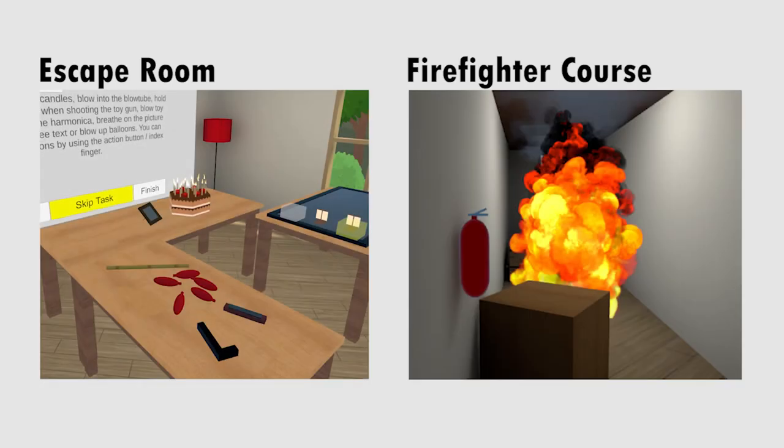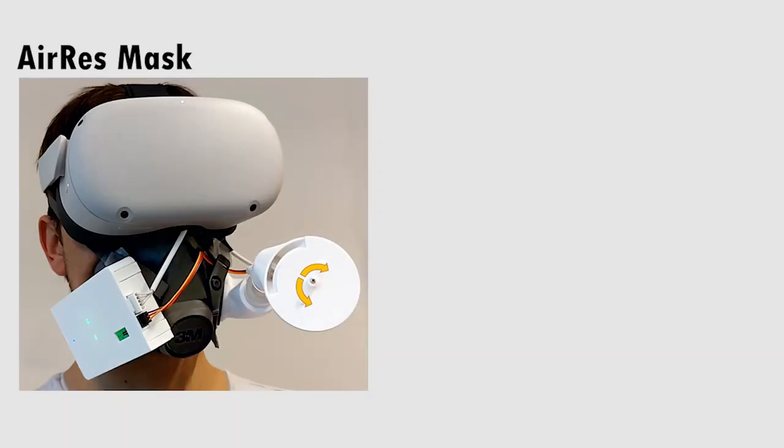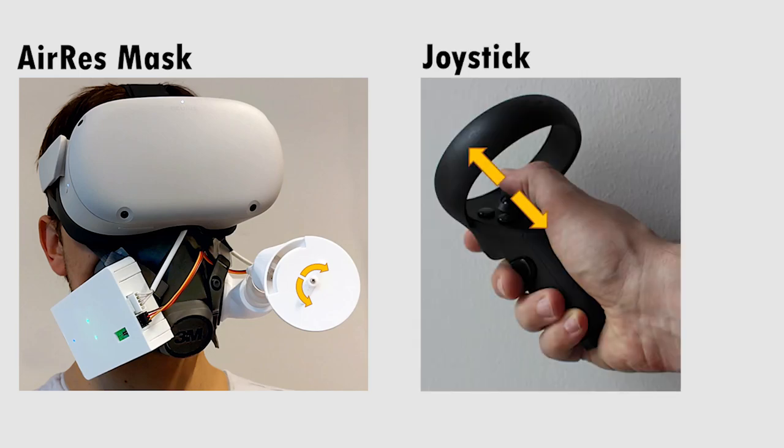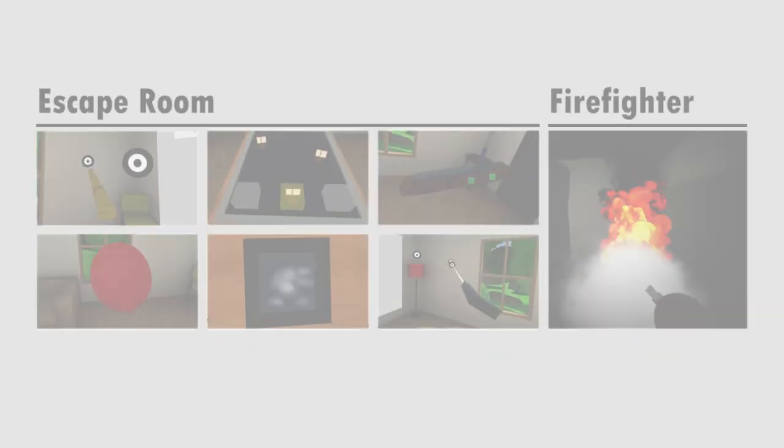We performed a user study to evaluate precision and robustness of the AirRes mask and real-time breathing resistance as novel output modality. We created two scenarios, an escape room and a firefighter obstacle course. In the escape room, we compared two interfaces. First, the AirRes mask measuring the user's breathing, and second, controller-based interaction using a joystick for breathing actions.